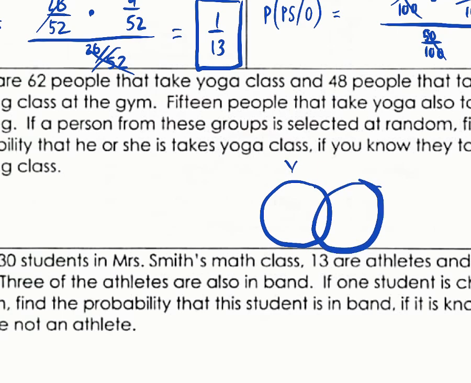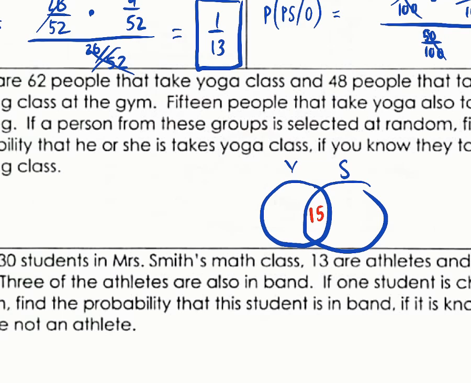But I draw these circles together, why? Because there's people that do one, and then people that do both. That's right. So we have some overlap here, right? What's the overlap in this particular problem? How many people do both? 15. So I'll put 15 in the middle, in the overlap.